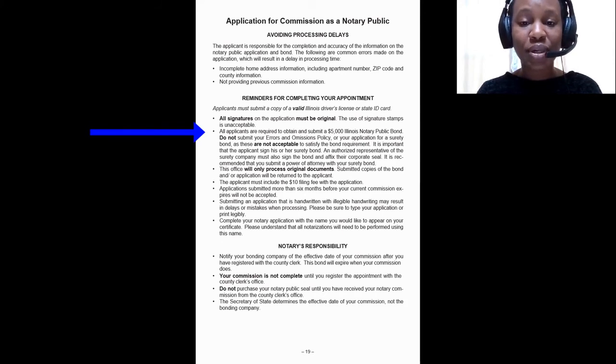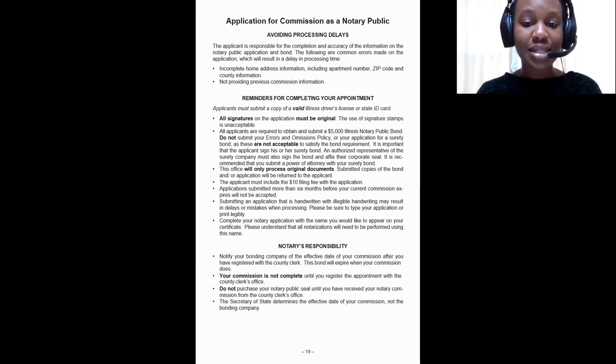It's also very important, if you are not a notary yet, please go through illinoisnotary.com, where this is through the American Association of Notaries. An authorized representative of the surety bond must also sign the bond and affix their corporate seal. It is recommended that you submit a power of attorney with your surety bond.